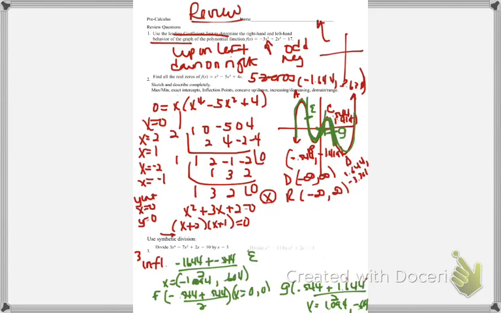Now, to find your concavity, you're using your x values of your inflection points. So first you're going to concave down.